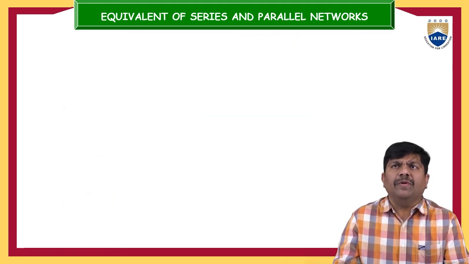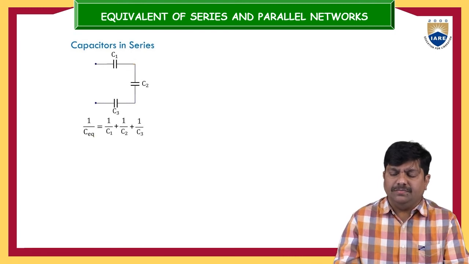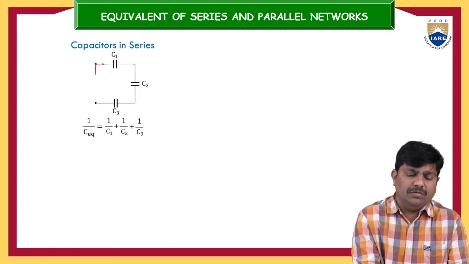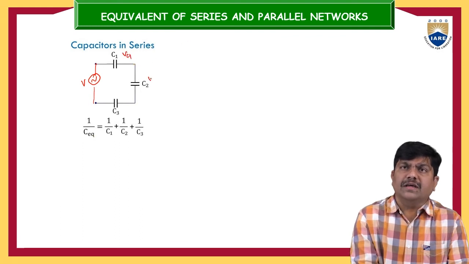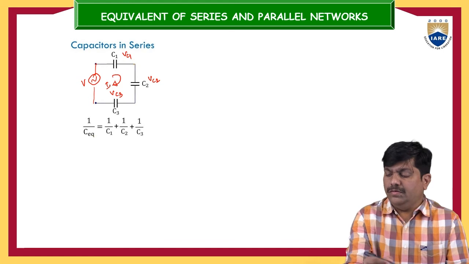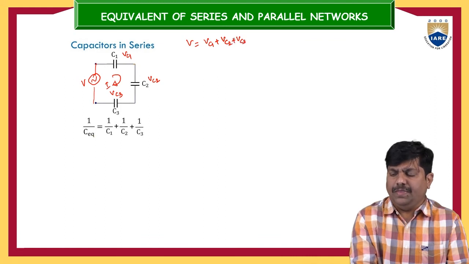Then the last passive element is capacitors. If the capacitors are in series, now this is again you take some voltage source V. So voltage across C1 is VC1, voltage across C2 is VC2, and voltage across C3 is VC3. This is the current I. So supply voltage V is equal to VC1 plus VC2 plus VC3.